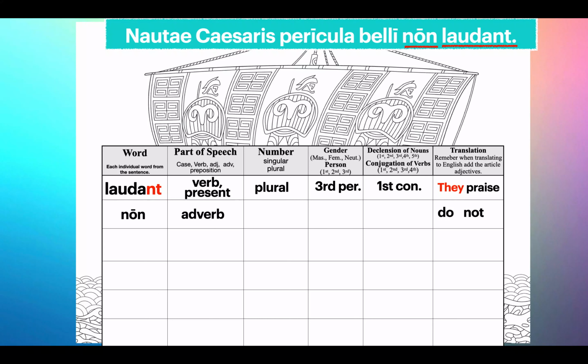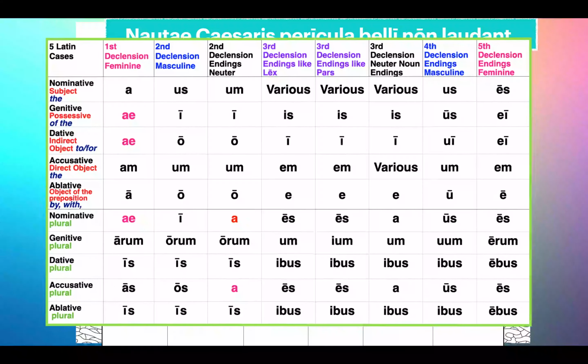Okay, so after I do all the verb stuff, I fly to the beginning of the sentence, nautae. And nautae has that AE ending. Now we have a problem because I know from my declension ending chart that AE in the first declension can be genitive singular, dative singular, or nominative plural. So how do I work this out?